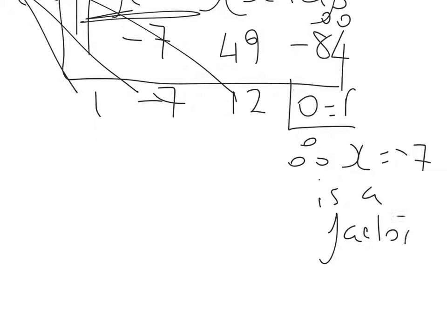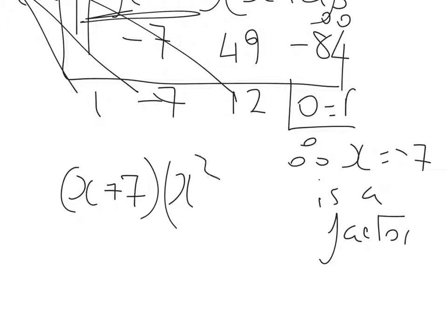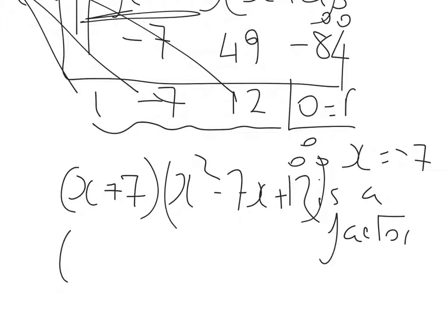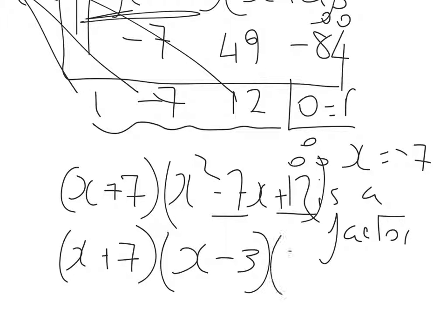So the root of x equals minus 7 comes from the bracket x plus 7. So that's x plus 7 bracket x squared minus 7x plus 12 being the quotient as listed here. It's then two numbers that multiply to give 12 and add together to give minus 7, which is minus 3 and minus 4. x minus 3, x minus 4 with the x plus 7 at the start, and that's that polynomial fully factorised.